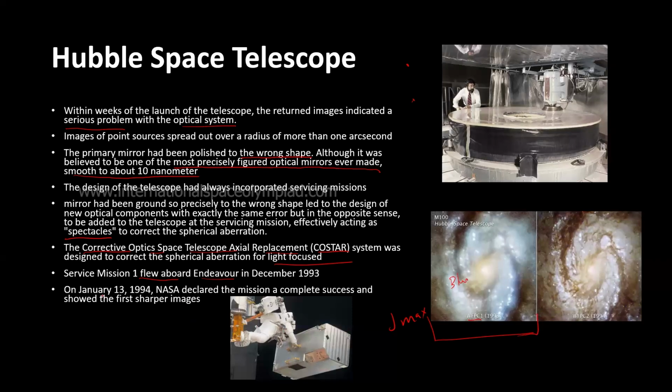And on January 13, 1994, NASA declared the mission a complete success and showed their first sharper images. See, this is the difference. This is the first image that it took, and this is after correcting. It is a huge difference that you can see. This top figure is the mirror being polished. Now see the size of that mirror compared with a person standing there.